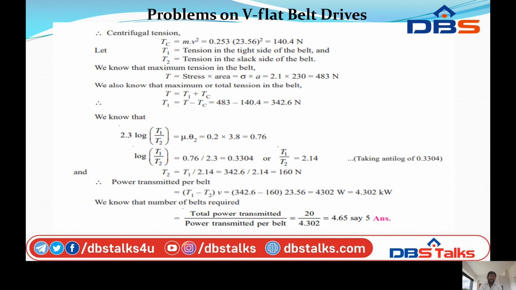Finally we can calculate the power transmitted by the belt. P is equal to T1 minus T2 into V, that is equal to 342.6 minus 160 into 23.56, that is equal to 4302 watts. This will be converted to kilowatts, 4.302 kilowatts.